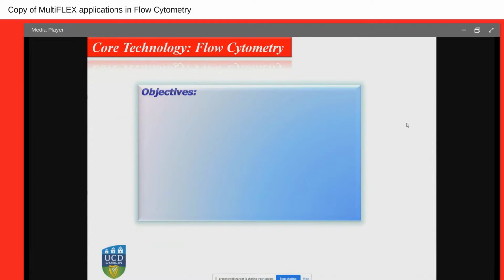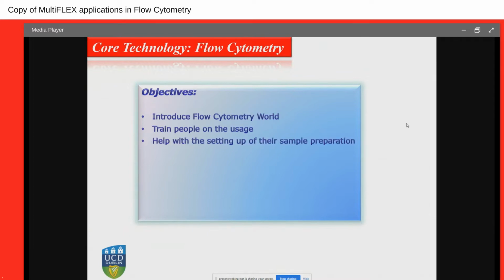What is my main target as a core manager? My main target is basically to introduce. As we are in academia, we have to introduce students into the flow cytometry world. And we have to train them on the usage, but most important is to make sure that they understand the concept. Rather than training, let's say we are educating them into cytometry.